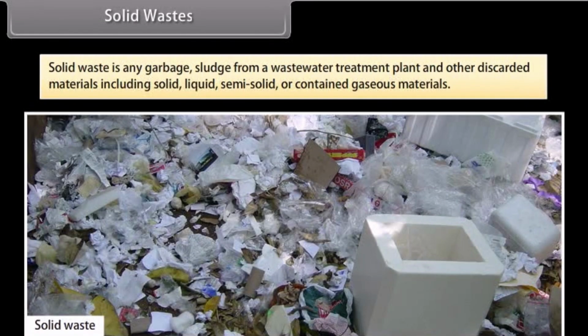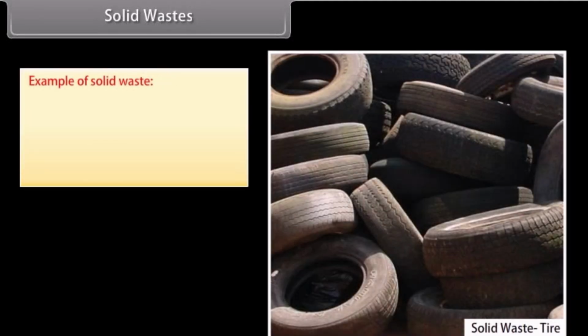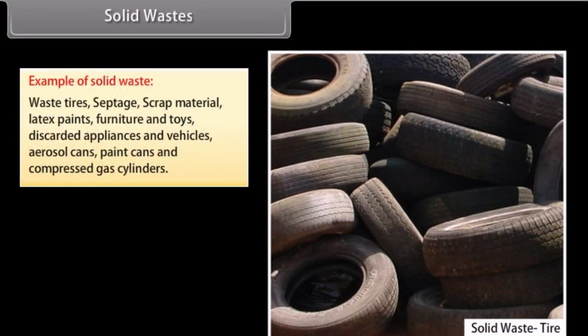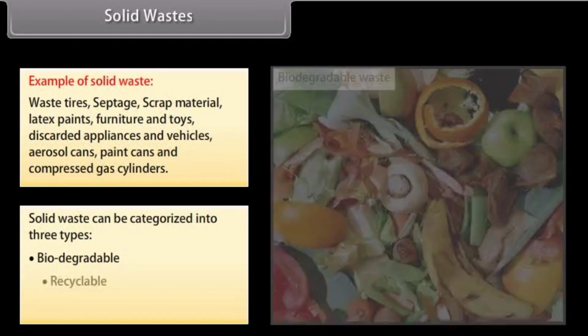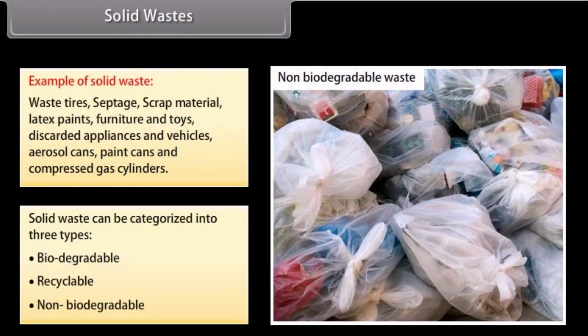Solid wastes. Solid waste is any garbage, sludge from a wastewater treatment plant and other discarded materials including solid, liquid, semi-solid or contained gaseous materials. Example of solid waste. Waste tires, septage, scrap material, latex paints, furniture and toys, discarded appliances and vehicles, aerosol cans, paint cans and compressed gas cylinders. Solid waste can be categorized into three types: biodegradable, recyclable and non-biodegradable.